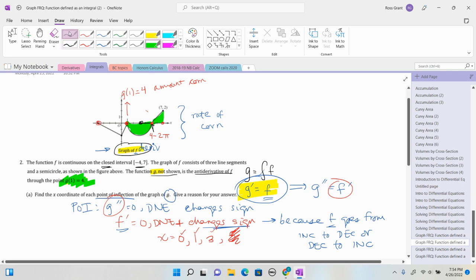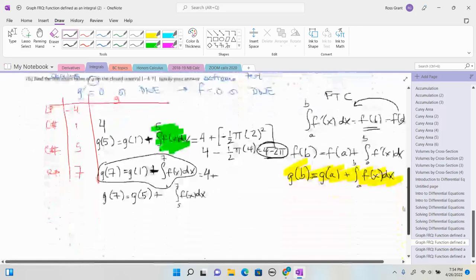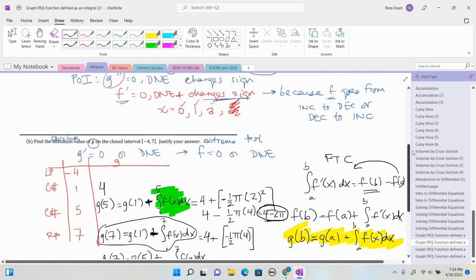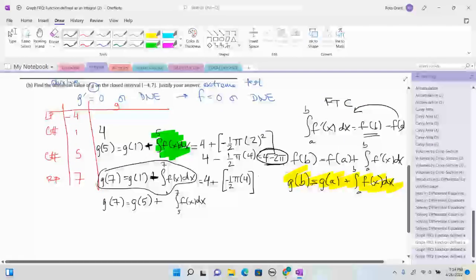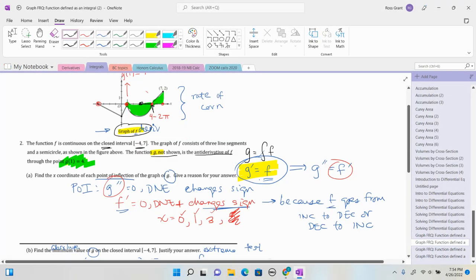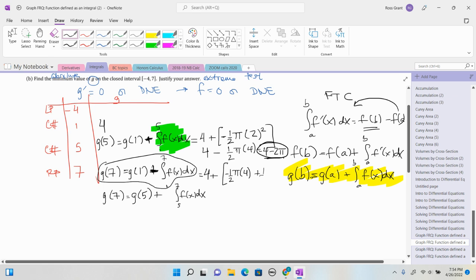All right, I already know that the area right here in green was this: negative 1/2 pi times 4. And then I need to do the area from 5 to 7. That would be 1/2 base times height. The base is 2, the height is 2. So 1/2 times 2 times 2. Okay, plus 1/2 times 2 times 2.